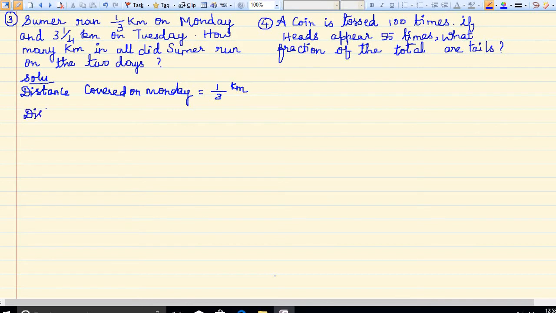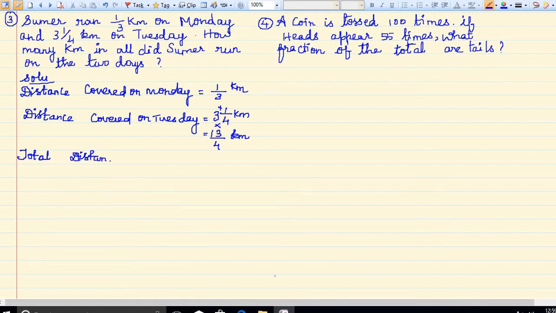Next, distance covered on Tuesday is equal to 1 by 4 kilometer. See, this is in the mixed, so I change this into improper. 4 3s are 12. 12 plus 1 is 13. So 13 by 4 kilometer is the improper fraction. Now I am going to find out total distance.